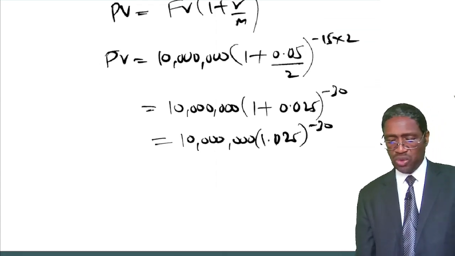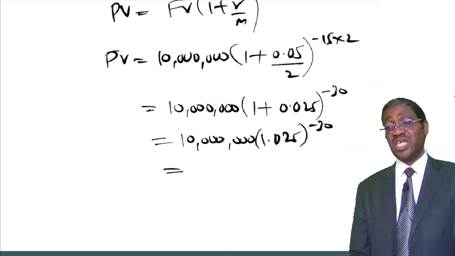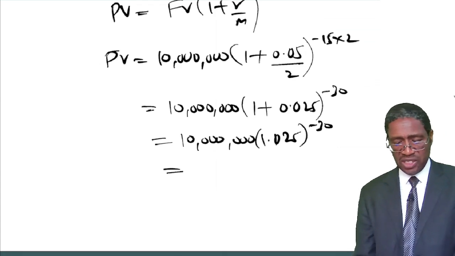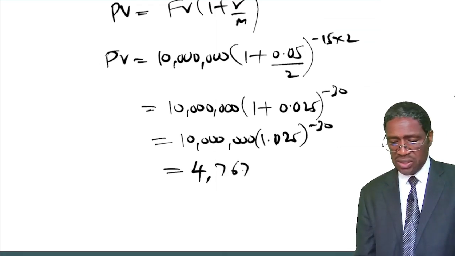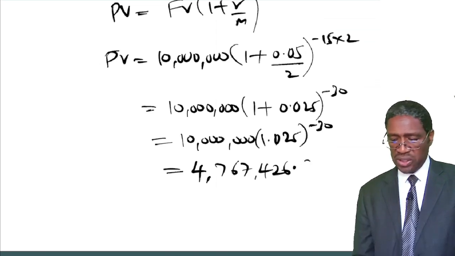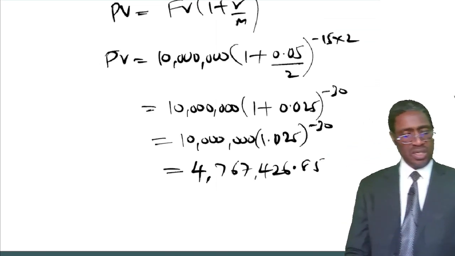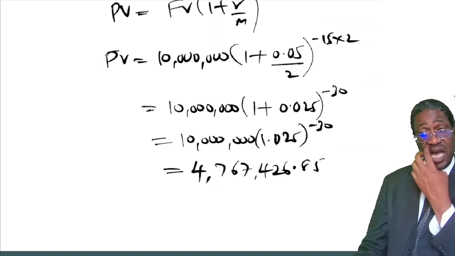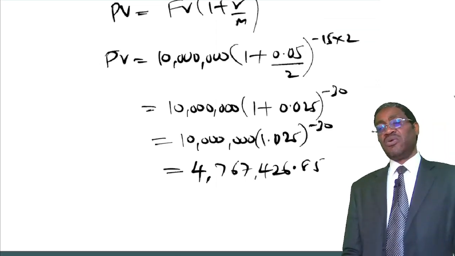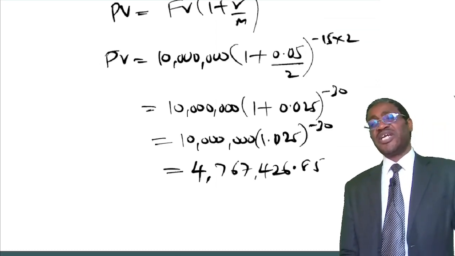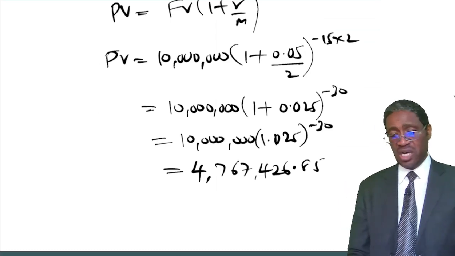That means for you to earn the 10 million 15 years from now, you need to invest how much now? 4,767,426.85. That's what I'm getting. Good. So that's how much you should invest now to get the 10 million 15 years from now.